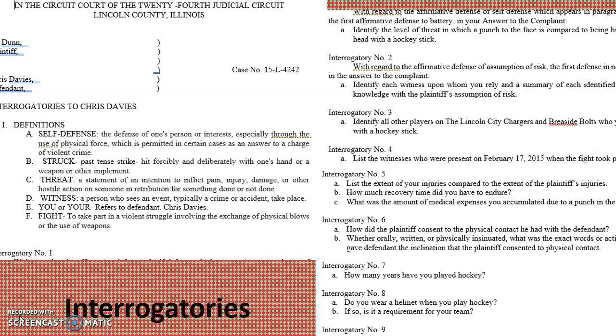And then here's some of my interrogatories that I asked. I started by giving definitions of the terms that I was going to use. And then with interrogatory number 1, with regard to the affirmative defense of self-defense, which appears in paragraph 1 of the first affirmative defense to battery in your answer to the complaint, identify the level of threat in which a punch to the face is compared to being hit over the head with a hockey stick.